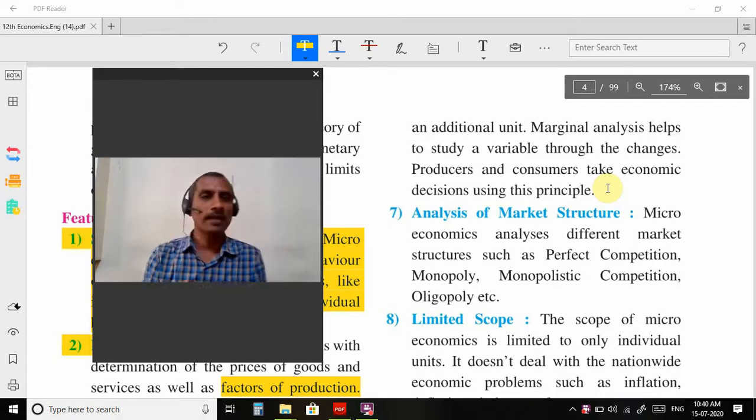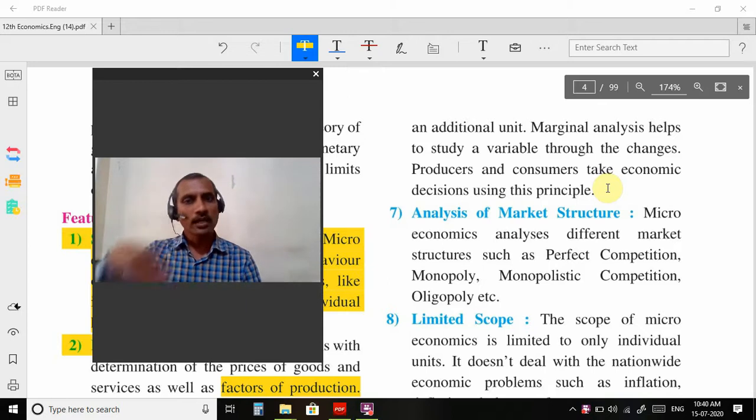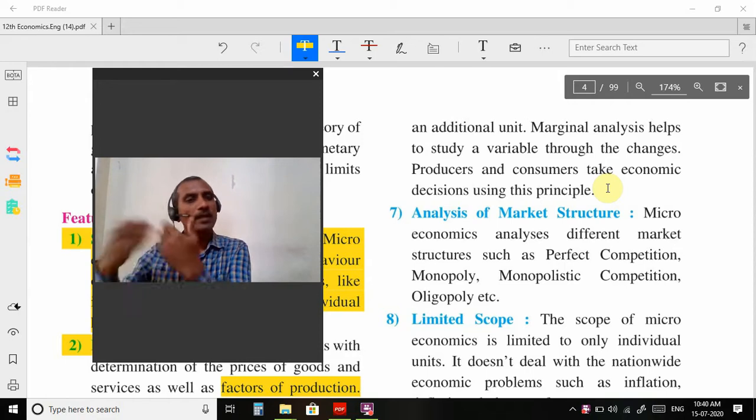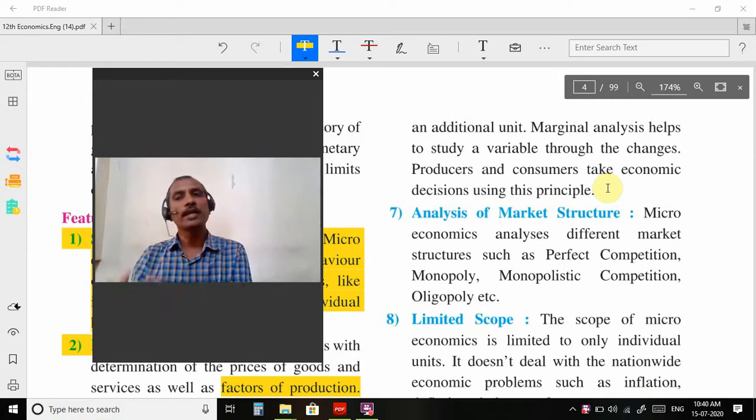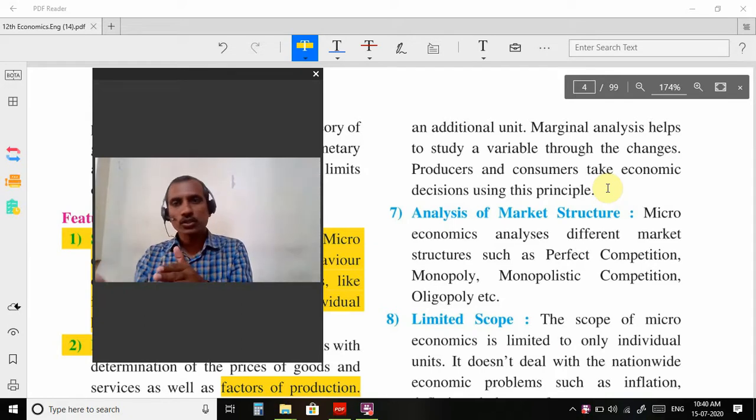For example, I will explain in detail. Suppose I take the first glass of water, I will get more utility. Then I consume the second glass, third glass, fourth glass. As I increase the stock of consumption, from every additional unit I will get less and less utility. If we use anything, we will get more and more benefit, more satisfaction from the first unit rather than the second. So as we increase stock, we get less utility.